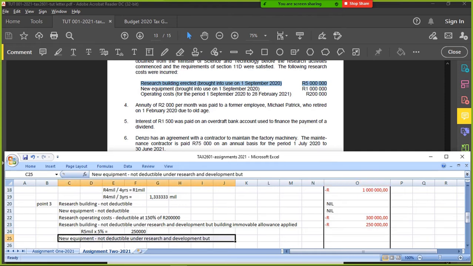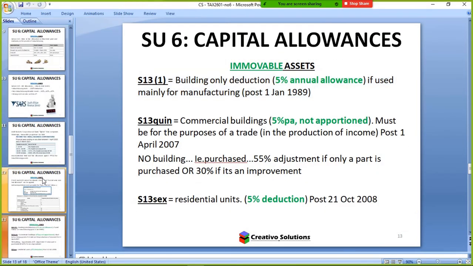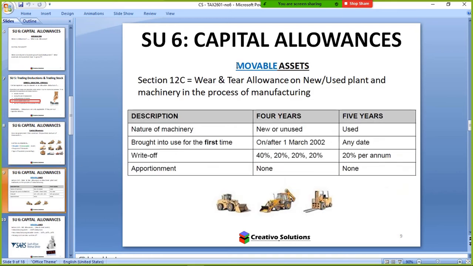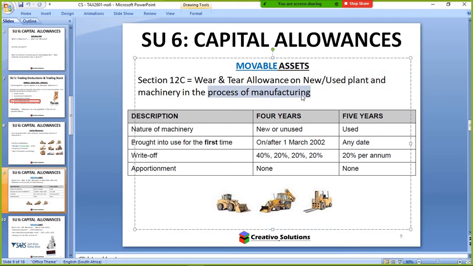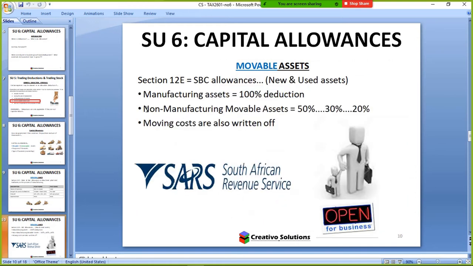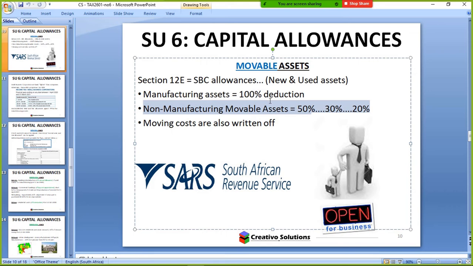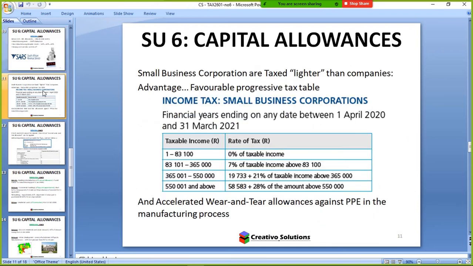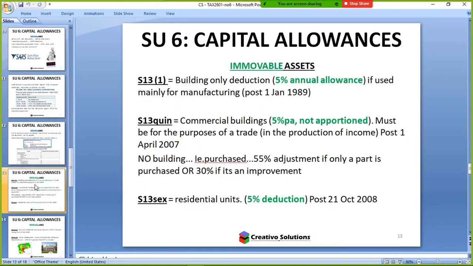Okay. So let's go back. Okay. So we've dealt with immovable. There, movable. Section 12C. Wear and tear allowances on new or used plant and machinery in the process of manufacturing. Okay, I wouldn't say this is in the process of manufacturing because this is specifically for research and development. Research and development would be separate from manufacturing. So I would be looking at non-manufacturing movable assets, because these equipment items are not going to be used for manufacturing, but they'll be used for research. Does that make sense? Yes. Okay, so I'm going to be using section 12E. Okay, no. Can't use that one. Go back.